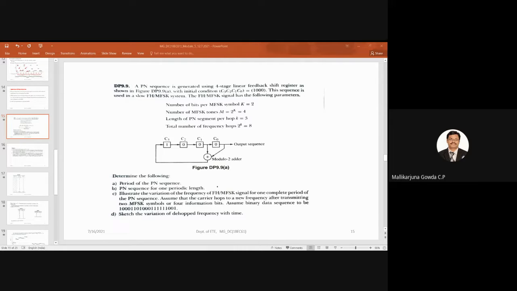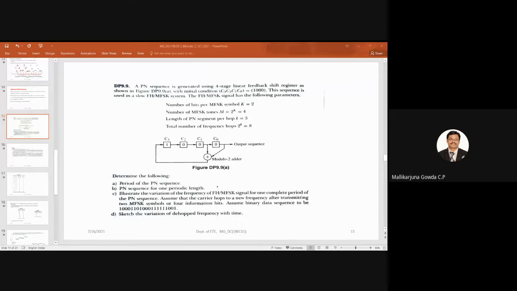Has everybody got this? I repeat once again, the PN sequence will be 000, 100, 11, 01, 0, 4 ones. So after getting that, the first thing is done.